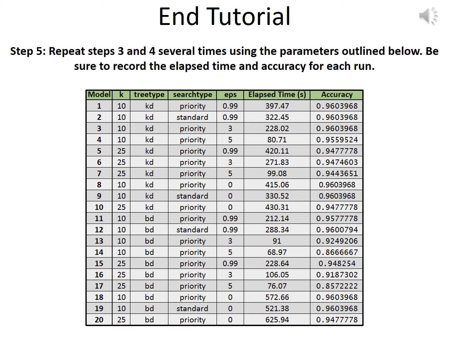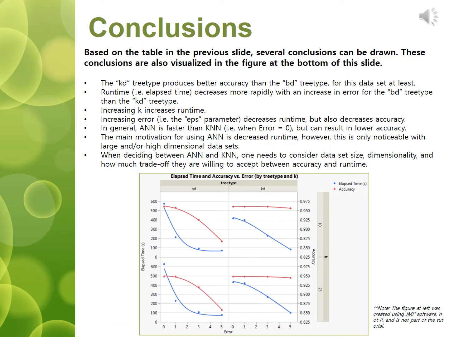To accomplish the second goal of this study, I have repeated steps 3 and 4 for the parameters specified in this table. For each repetition, elapsed time and accuracy were recorded and compared across runs. Based on the table in the previous slide and the figure at the bottom of this slide, several conclusions can be drawn. First, the KD treetype produces better accuracy than the BD treetype for this dataset at least. Furthermore, runtime, i.e. elapsed time, decreases more rapidly with an increase in error for the BD treetype than the KD treetype. Next, increasing k increases runtime, whereas increasing error, i.e. the eps parameter, decreases runtime but also decreases accuracy.